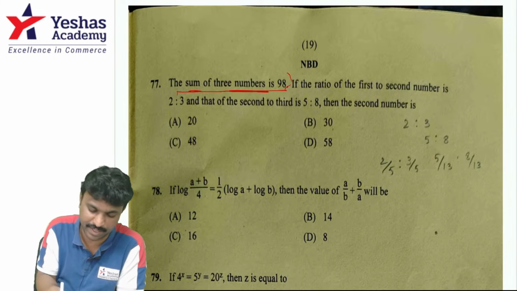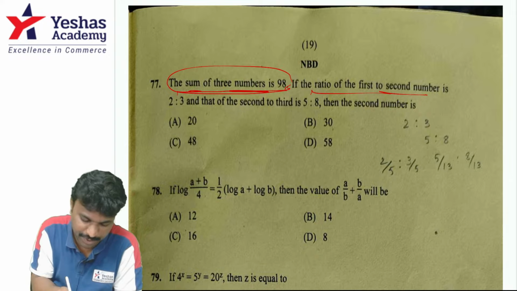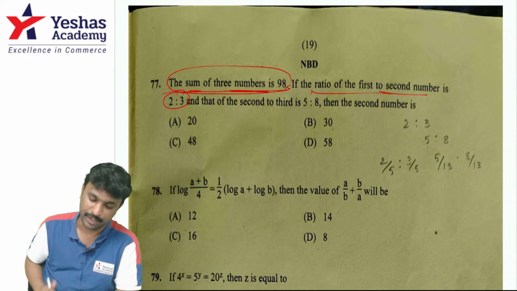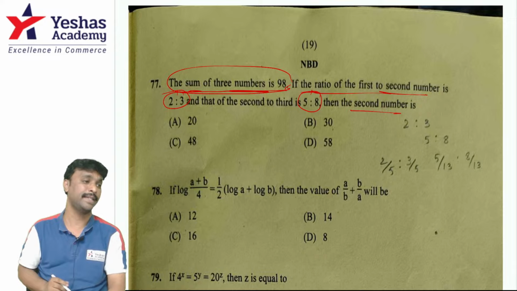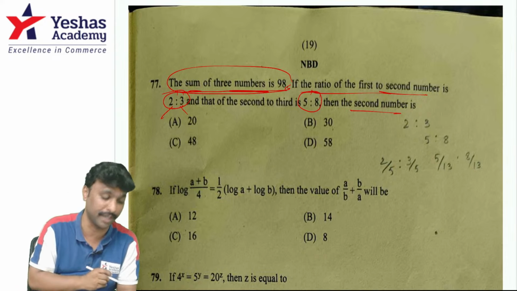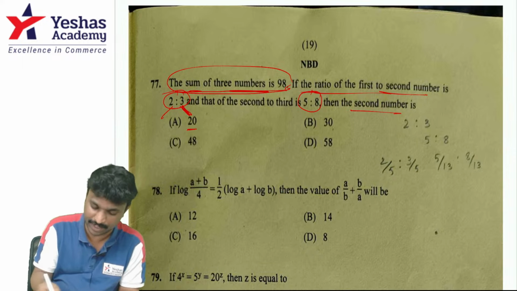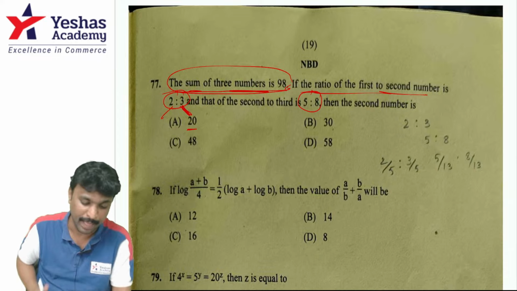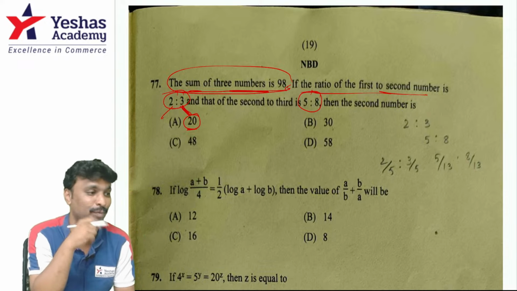The sum of the three numbers is 98. All right. The ratio of first and second number is 2 is to 3, and second and third number is 5 is to 8. Find the second number. Guys, see, this is the ratio of first and second numbers, 2 is to 3. So second number is equivalent to 3 parts, correct? Second number is only what they're asking us to find. 3 parts, if it is equal to 20, definitely it's what?